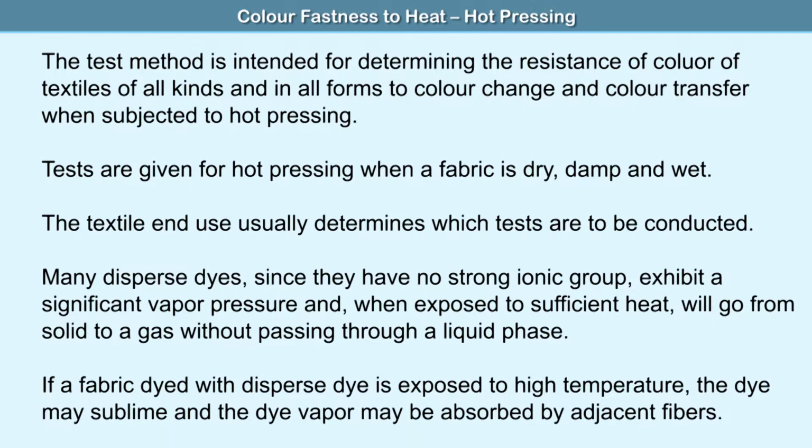Many disperse dyes, since they have no strong ionic group, exhibit a significant vapor pressure and, when exposed to sufficient heat, will go from solid to a gas without passing through a liquid phase. If a fabric dyed with disperse dye is exposed to high temperature, the dye may sublime and the dye vapor may be absorbed by adjacent fibers.